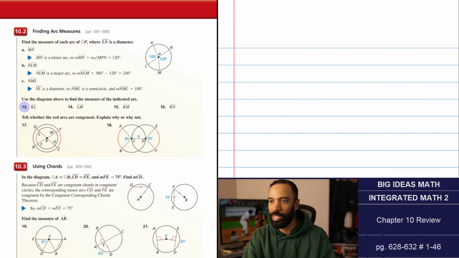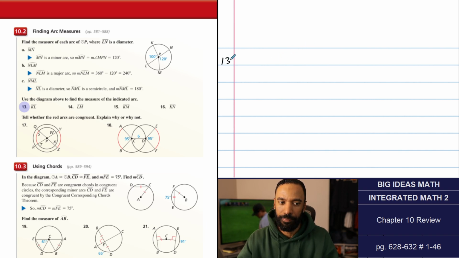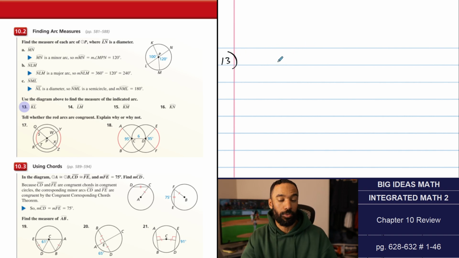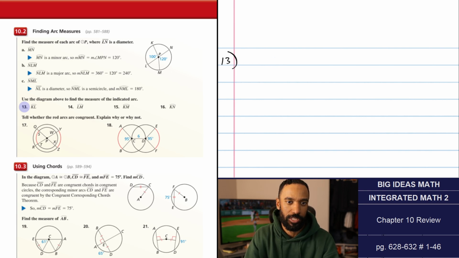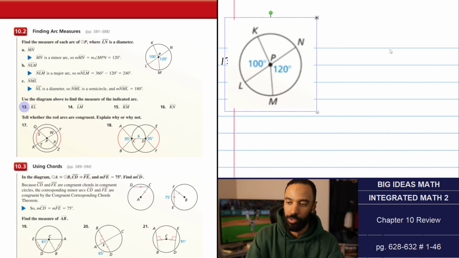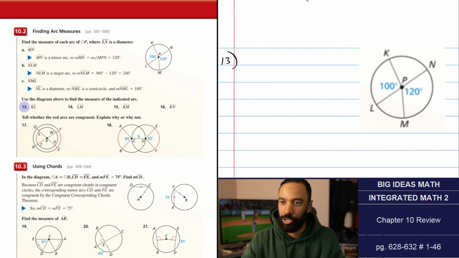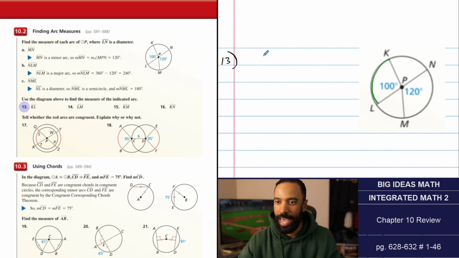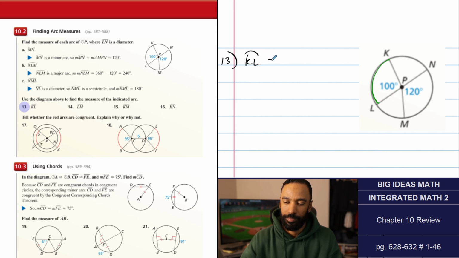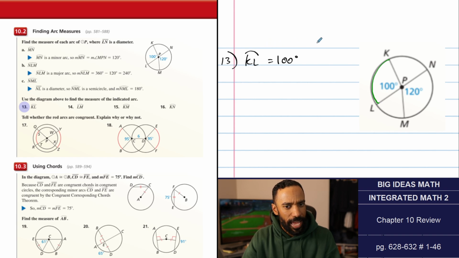Let's go ahead and look at the ones that they have for us. Let's start with number 13. Use the diagram above. We're still using the same diagram, so let me copy and paste that. Give me 1 second. In case I want to do more. Use the diagram to find the measure of the indicated arc. This was the first one I actually stated. Arc KL, the minor arc, will be 100 degrees. Did they state any other ones that I could write in right here? I don't think so. We just did bigger arcs. So let's keep moving on.